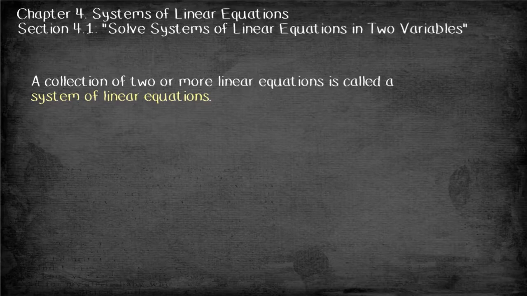So a collection of two or more linear equations is called a system of linear equations. So this is one way of writing that. We have two equations here. They're both linear: 2x plus y equals 7, and x minus 2y equals 6.